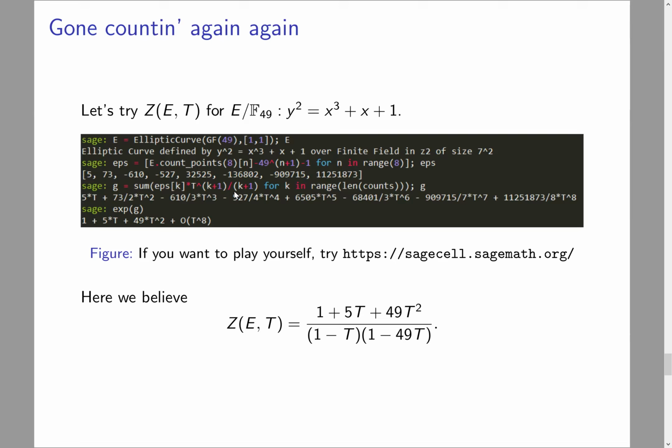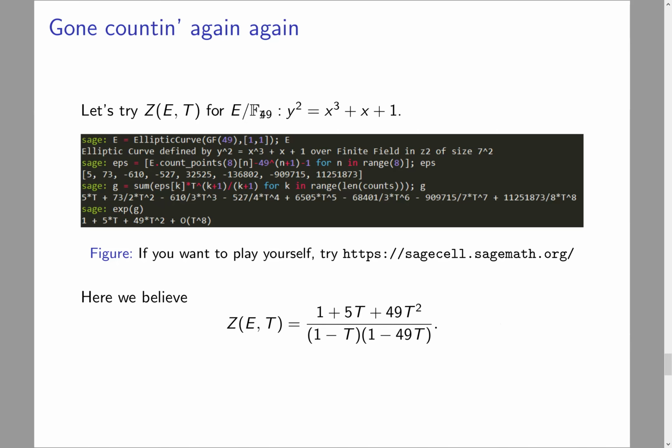We calculate the series associated to that. We exponentiate, and once again, we're getting something that looks very much like a polynomial, suggesting that in this example, the zeta function should just be 1 plus 5t plus 49t squared over 1 minus t, 1 minus 49t.